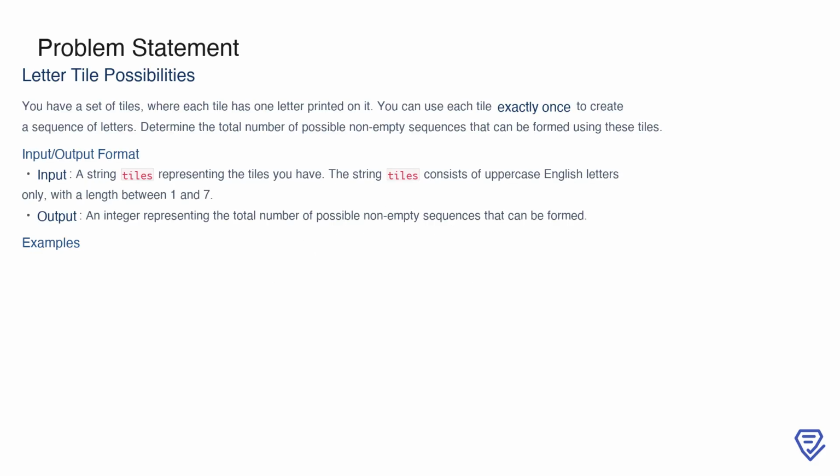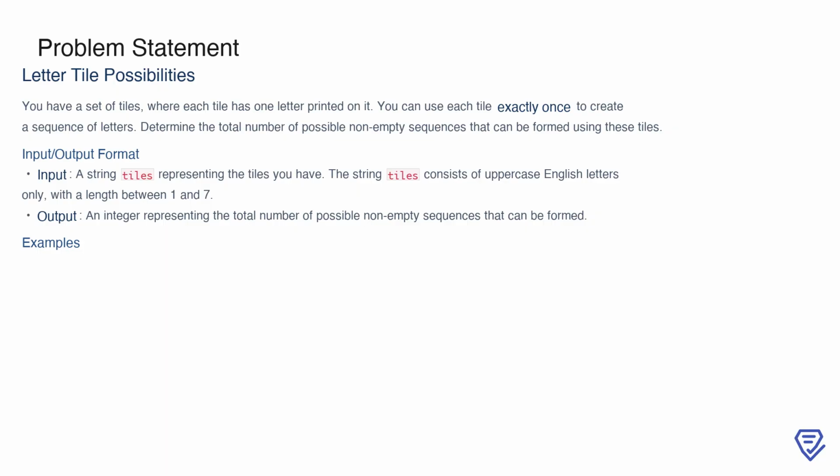Imagine you have a set of tiles, and each tile has a letter printed on it. The challenge is to figure out how many different sequences of letters you can form using these tiles. The important thing to note here is that each tile can be used exactly once in any given sequence. So, for example, if you have 3 tiles, you can rearrange them to create different sequences, but you can't reuse any tile more than once in a single sequence. The goal is to calculate the total number of possible non-empty sequences that can be made.